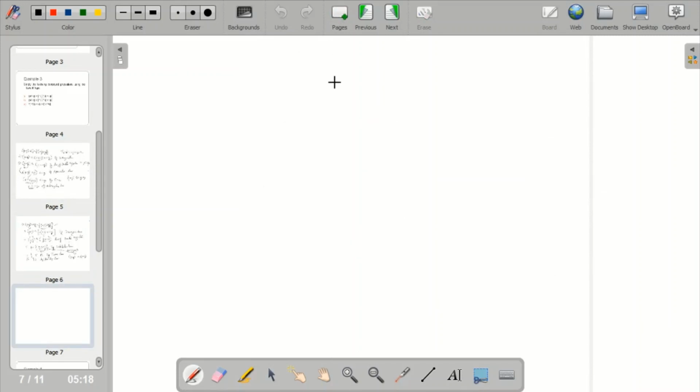Okay, so the third one is regarding the question: negation of P or Q and R, flower bracket, and negation of Q. Okay, so this is the question we have.